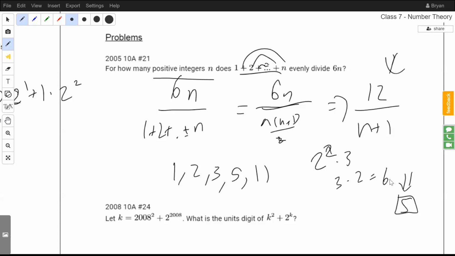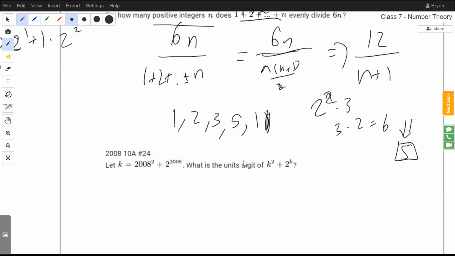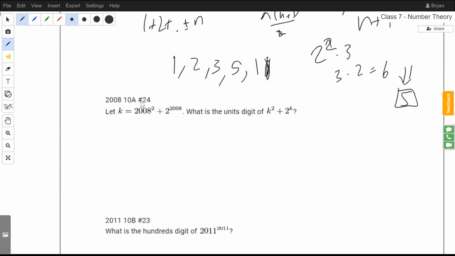So yeah. Cool. Next problem is, k equals to this, whatever this is, we want to find the unit digit of k squared plus 2 to the k, right?